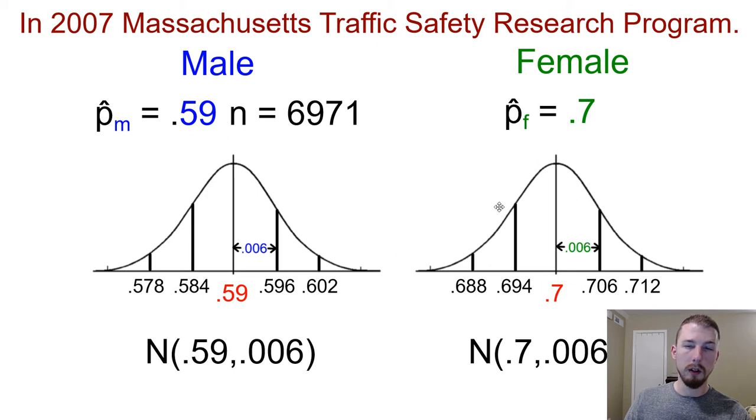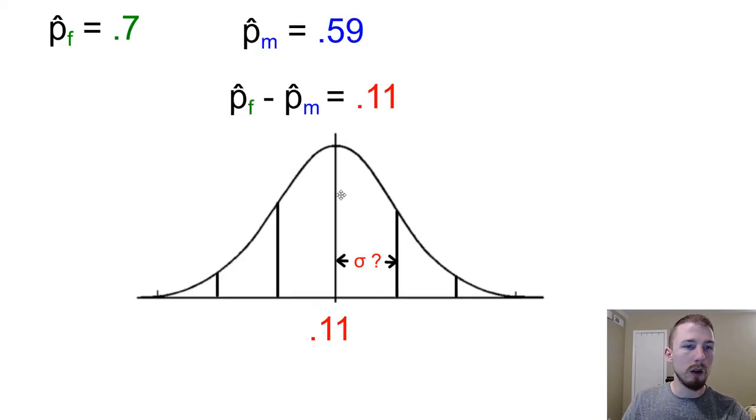Now, when we subtract these two, we're going to subtract the female proportion minus the male proportion because we want to deal with positive differences. If it looks like the females are more likely to buckle up, we'll do female minus male, because we prefer positive differences instead of negative since they're easier to interpret. So the difference we found between these two sample proportions was 11%, with a standard deviation of what?